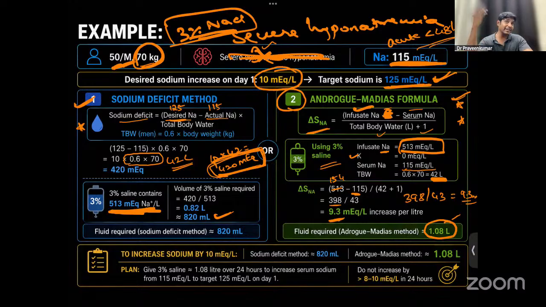If you give 1 liter of normal saline, it will just increase the serum sodium level by 0.9. So we don't give normal saline. To raise it by 9 milliequivalents, you would have to give 10 liters of fluid, which is actually impossible. So we can't give normal saline. We are giving hypertonic saline, which is 3% saline. That's all. Any doubt?